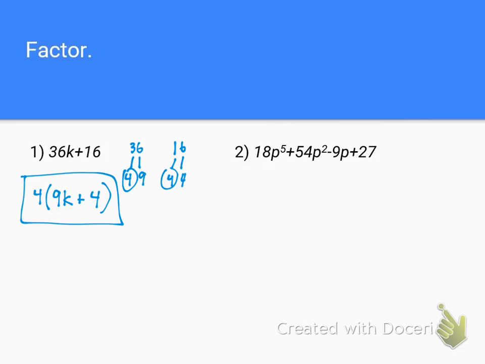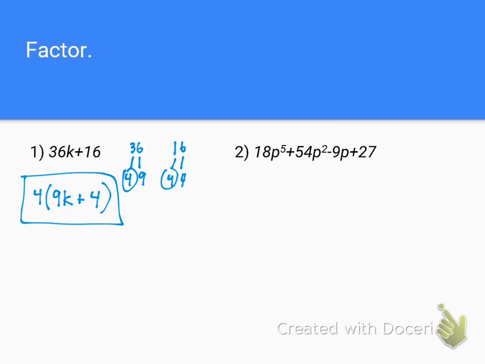So factoring means to what? Break apart. Good. Okay, so how did I just do this? First thing, I identified the GCF. The GCF I said was 4. Then I divided each term by the GCF. I wrote down 4 and I said, what's 36K divided by 4? 9K. 16 divided by 4 is positive 4.